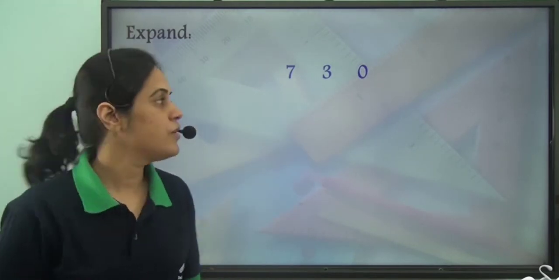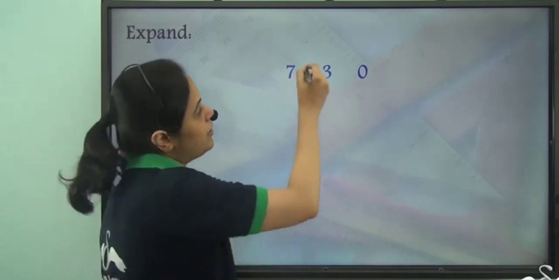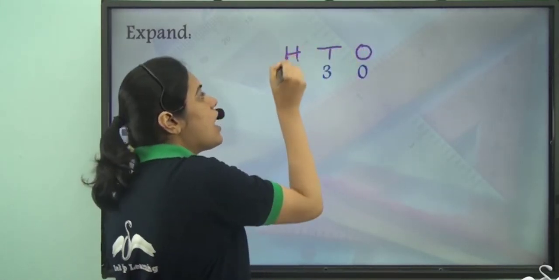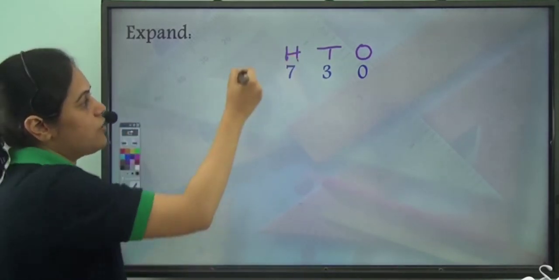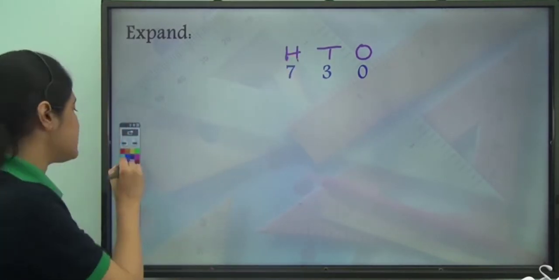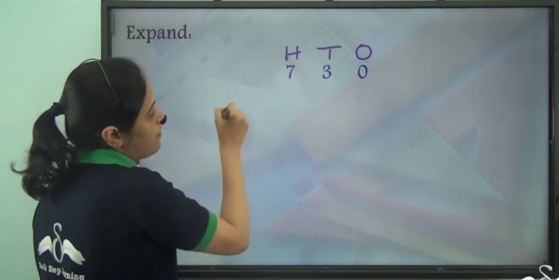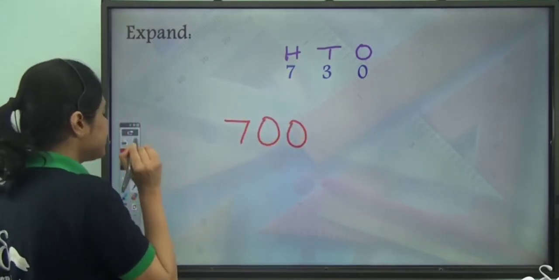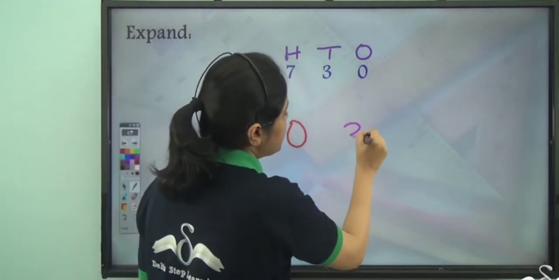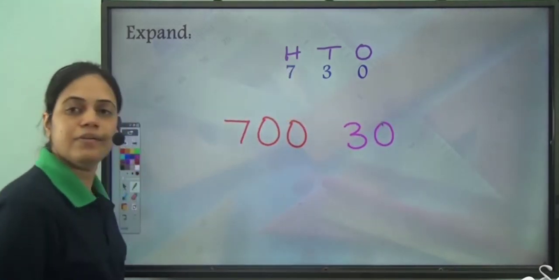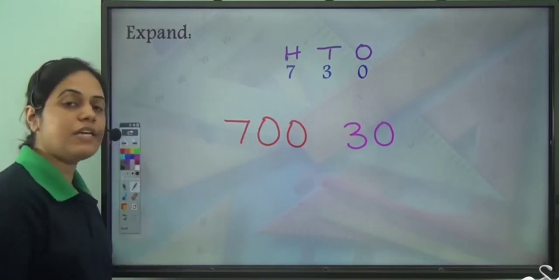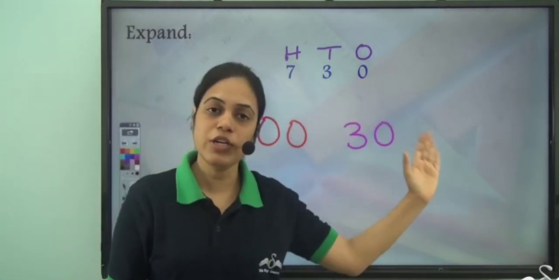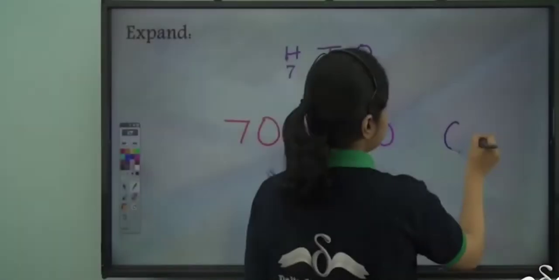730. So it is a 3-digit number. This is ones place, tens place, hundreds place. Now 7 is in the hundreds place. So the place value of 7 is 700. 3 is in the tens place. So the place value of 3 is 30. And 0 is in the ones place. So the place value of 0 is 0 into 1, that is 0.